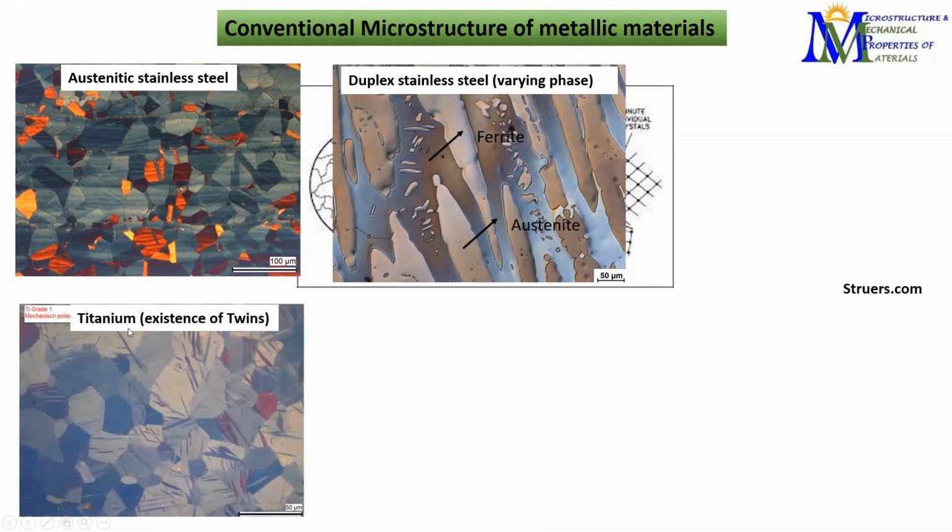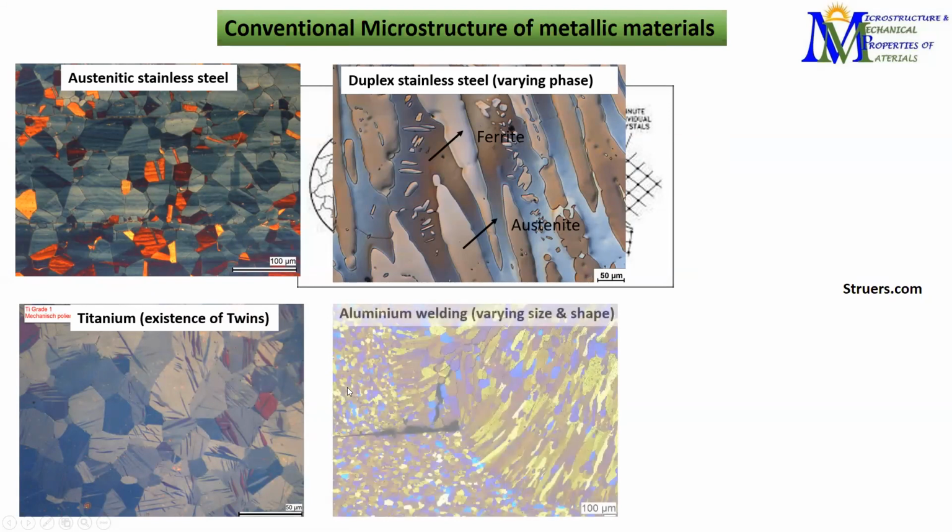So this is titanium, and here also we can see a single phase. These are grains, as you can see, but we also have twins. Okay, twins are something that we need for deformation. Titanium has a hexagonal structure and usually has these twins as its main source of deformation.